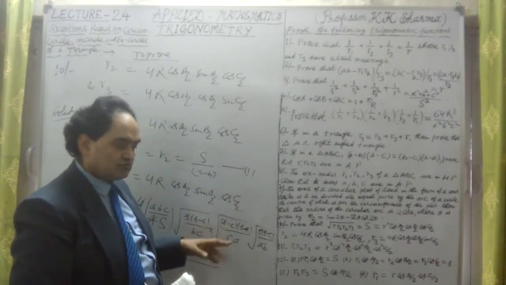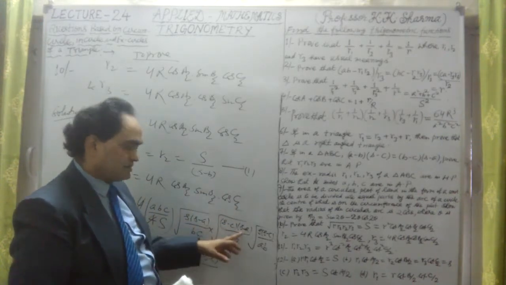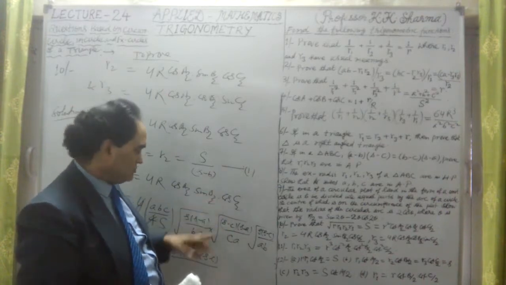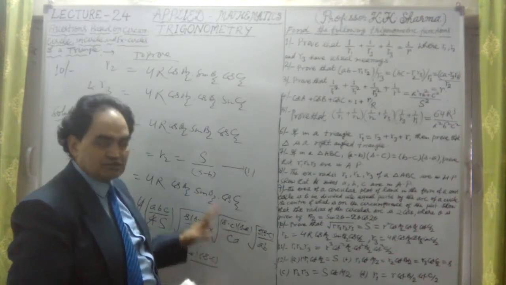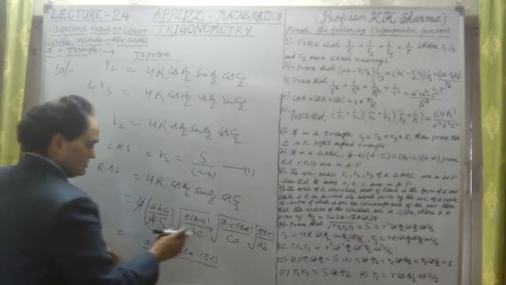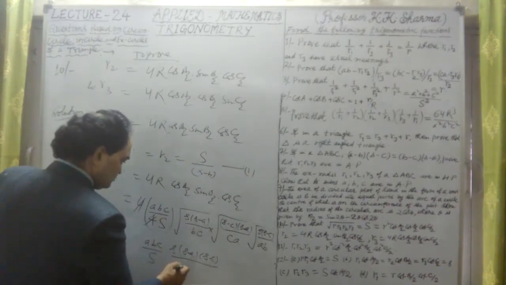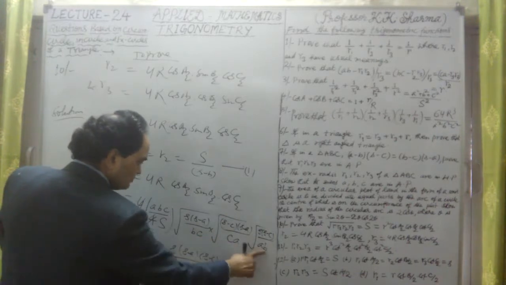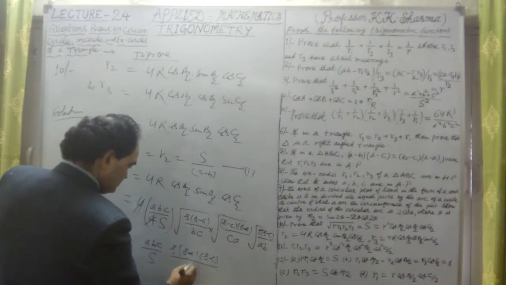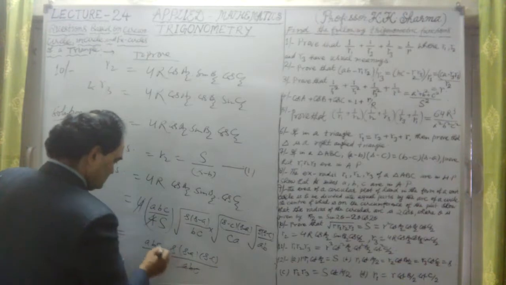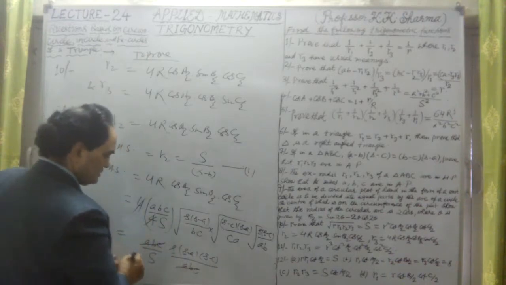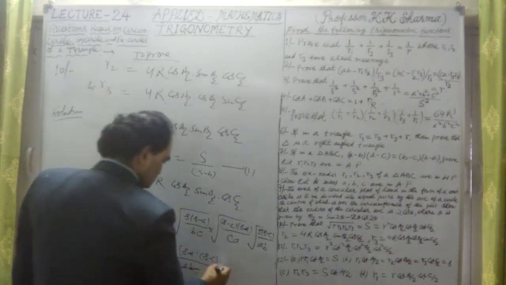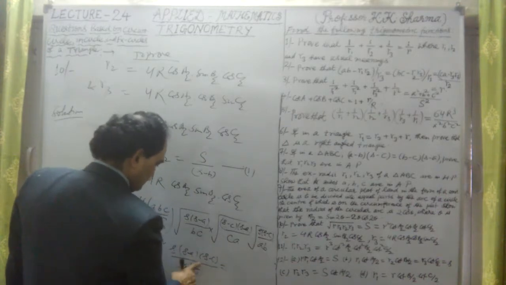That means square root and square cancel out. S minus A also is a square, and square and square root cancel out. S into S is a square, that means the square root cancels out. Now in the denominator also, C into C, B into B, A into A. This is ABC only. ABC cancels out.